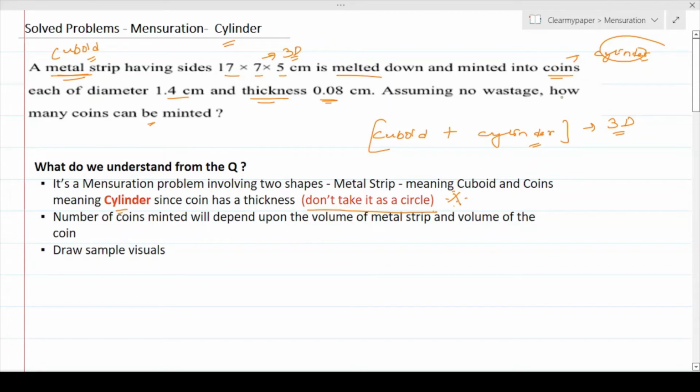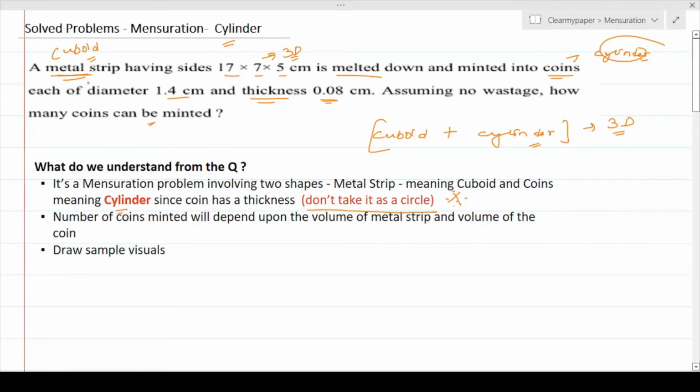Assuming no wastage, how many coins can be minted? So when they're talking about how many coins, they're basically asking you the volume. It's basically a volume question, because based on whatever is the volume and how much melting can be done, the number of coins minted will be the answer, okay? So that's another hint.